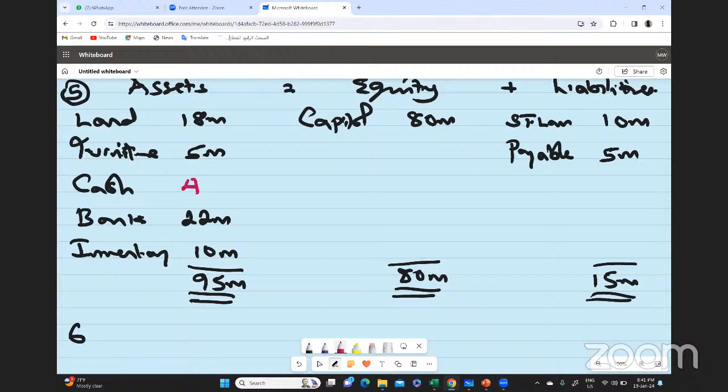$46.5. And then our stock is going to reduce, not so? By 5 million, isn't it so?